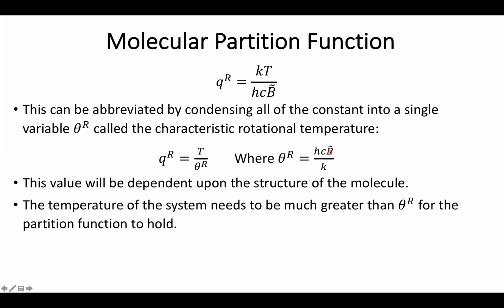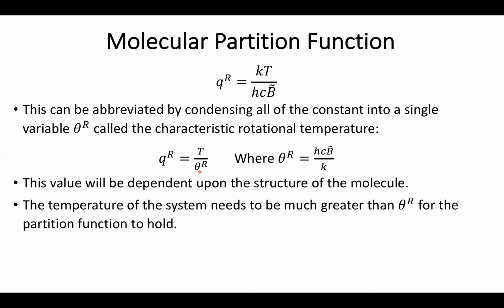And what's going to tend to occur is that in order for our partition function to hold, just like in translational motion, our energy levels need to actually be fairly close together. And this is only going to tend to happen when our temperature is much greater than our characteristic rotational temperature. Otherwise, our approximation that we can treat the sum of rotational levels as a continuous integral breaks down a little bit, and we'll get increasing levels of error.